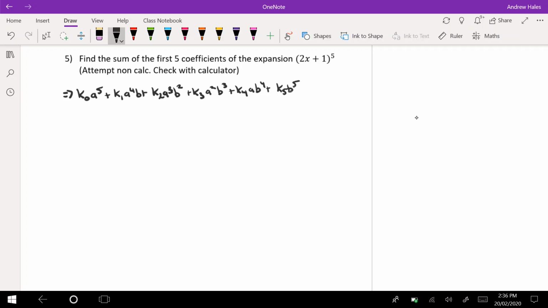Now I'm going to do my coefficients. So I know it's A5 plus 5C1, A4B, 5C2, A3B2, plus 5C3, A2B3.